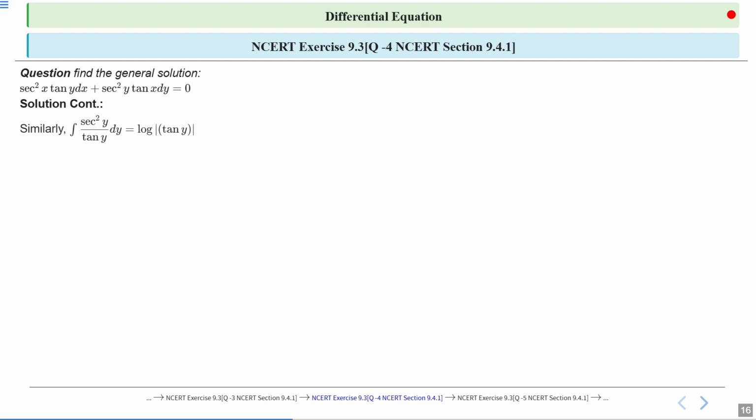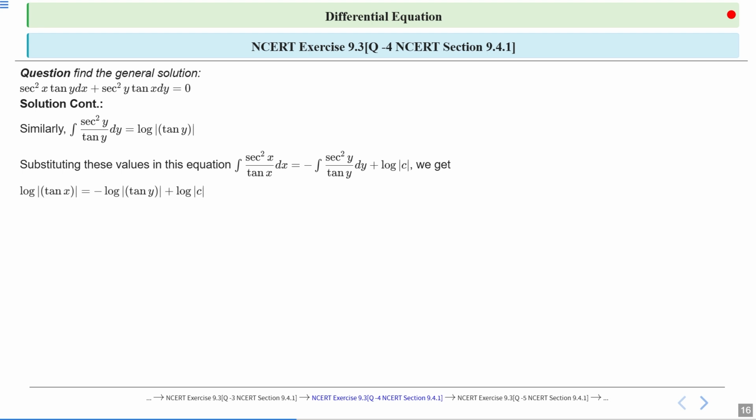Similarly, we can find the integral of sec square y by tan y dy is equal to log mod tan y. So substituting this value in the equation, that is the integral of sec square x by tan x dx is equal to minus the integral of sec square y by tan y dy plus log c, we get log mod tan x is equal to minus log mod tan y plus log c.